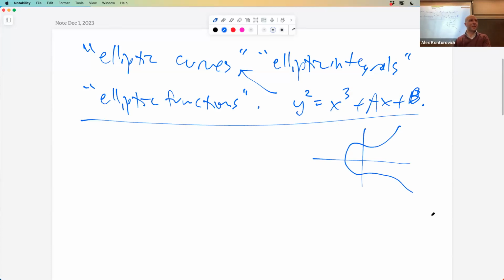If I just plot the real points of an elliptic curve, it has this word elliptic in it, but it has nothing to do with ellipses. It doesn't look like an ellipse. So why do people care about these things?